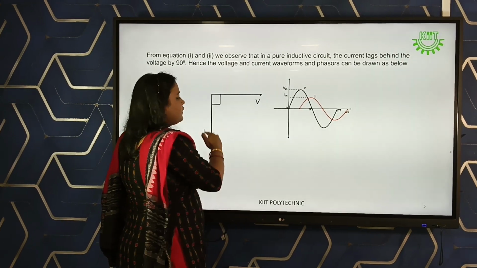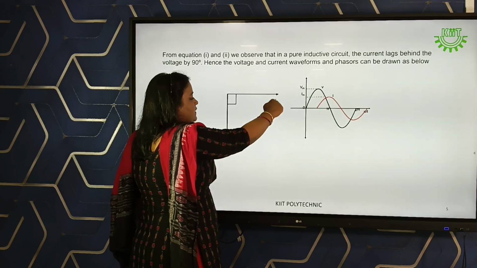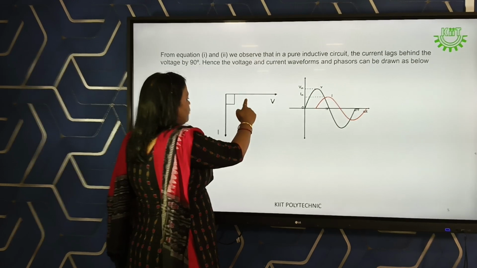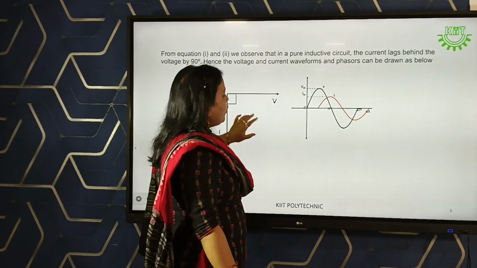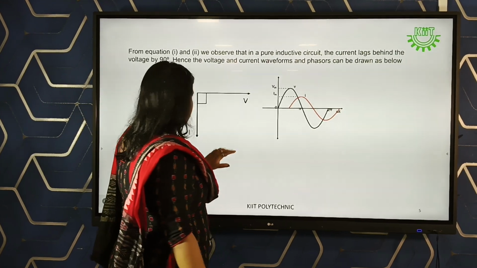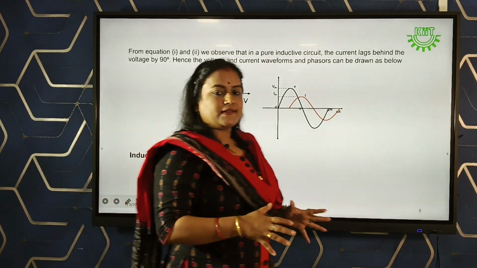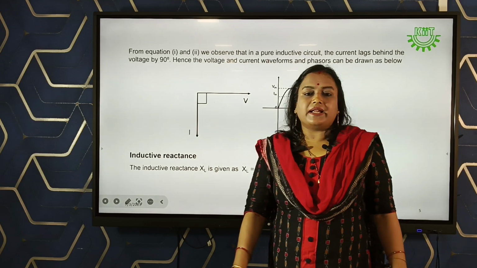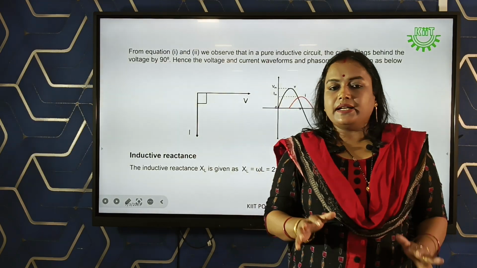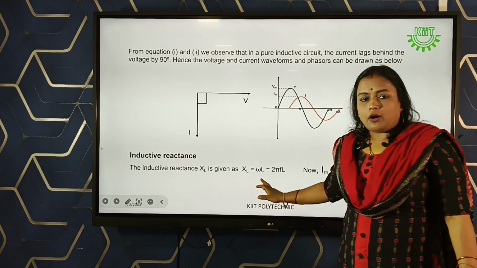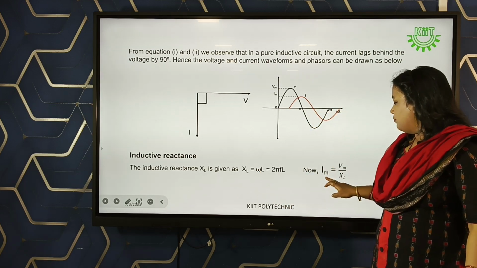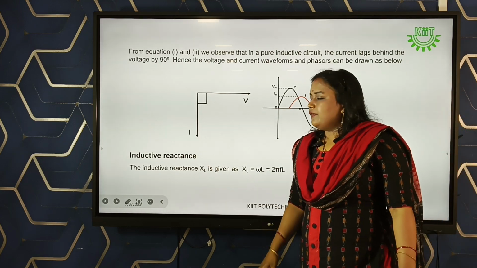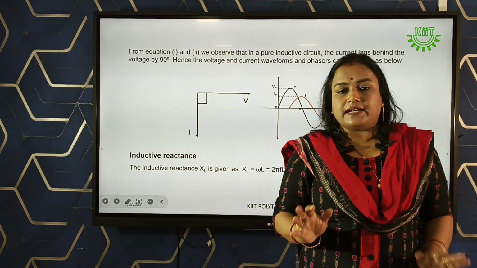Now it is represented by the phasor diagram. We are taking the voltage as the reference, and the current is at 90 degree in the clockwise direction. So this is the phasor diagram for our pure inductor. Another term we get from this analysis is inductive reactance. Always remember, the inductive reactance XL can be represented by 2 pi f L, or omega L. So we get our Im value as Vm by XL. Always remember, the unit of inductive reactance is the same as resistance, which is ohm.